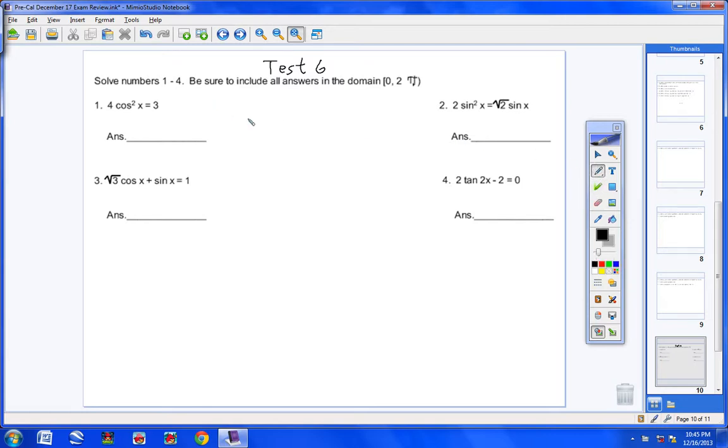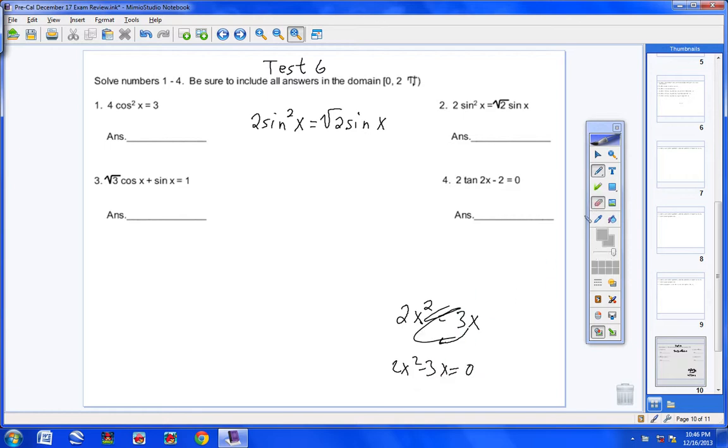Here's number 2. We have 2 sine squared x equals square root of 2 sine x. Now, as soon as I see that I have a sine squared and a sine, that would be very similar to having an algebra equation like this: 2x squared equals 3x. And for me, I would bring the 3x over and make it a negative 3x and get one side equal to 0, and then factor. I would pull an x out, and that's the same thing we're going to do here.